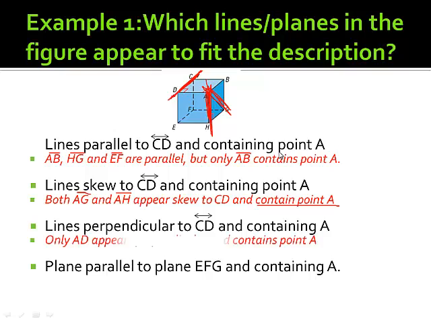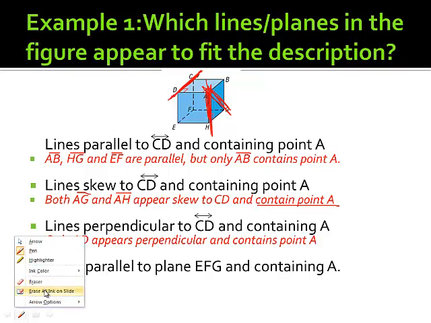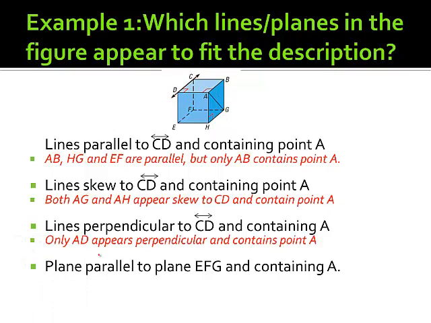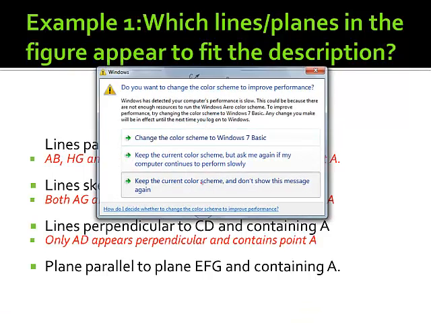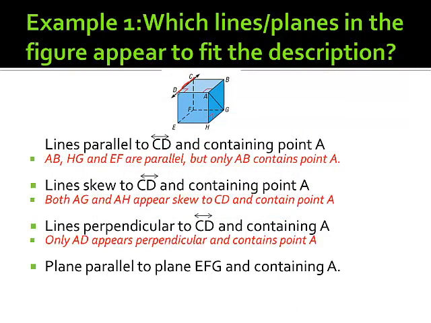What about the next one? Lines perpendicular to CD line and containing point A. Again, with this one, AD appears perpendicular and contains point A. How do we know it's perpendicular? Well, if this is CD's line here, and AD's line here, this notation here, because it has the square, indicates a right angle. That means it is perpendicular to. And again, you can put line or line segment.